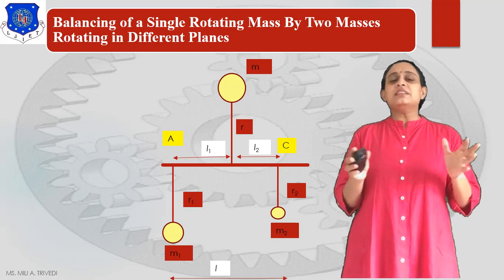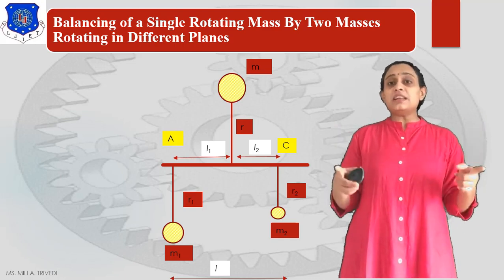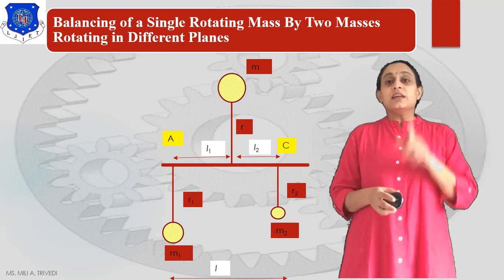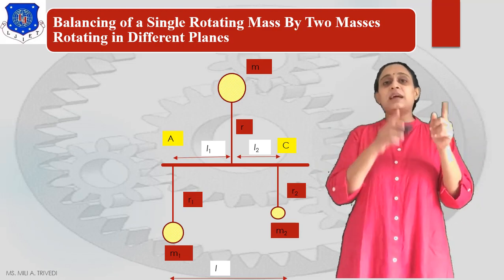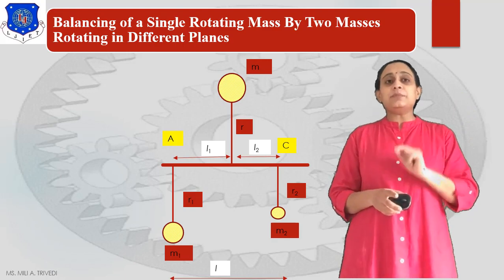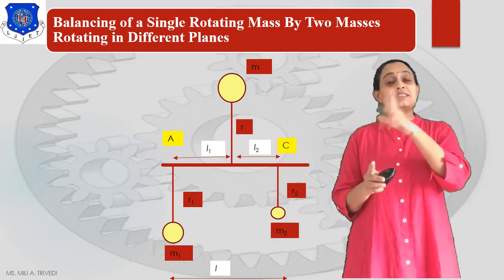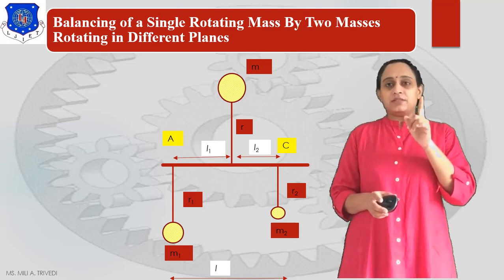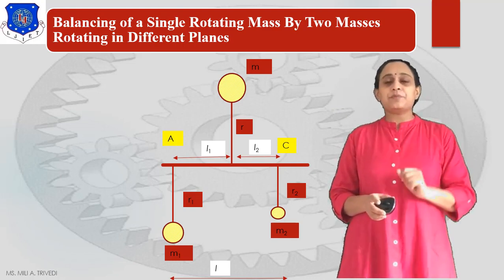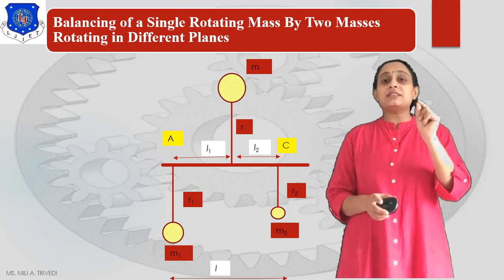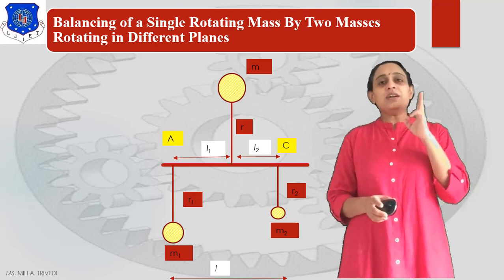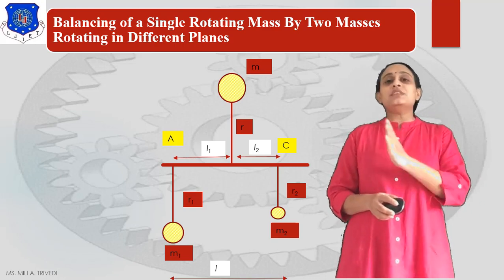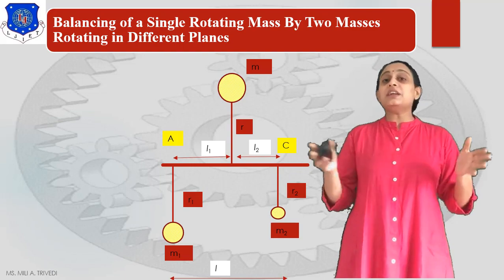Now let us have the lengths. The total length between mass m1 and mass m2 is L. The length between m1 and m is L1. The length between m and m2 is L2. Now let us discuss the planes. The first plane is of mass m1, which is A. The second plane is of mass m, which is B. The third plane is of mass m2, which is C. It means all of these masses are in different planes.